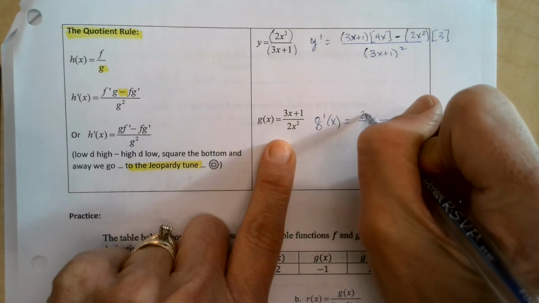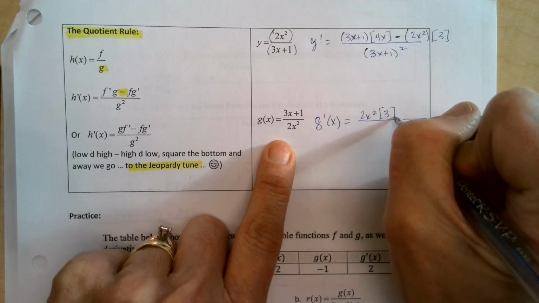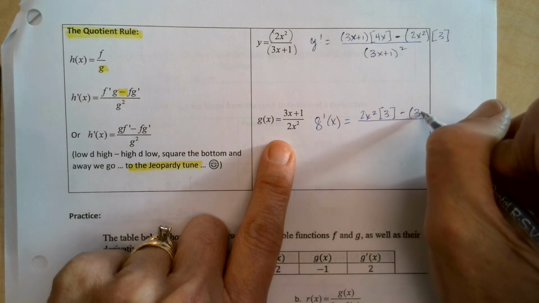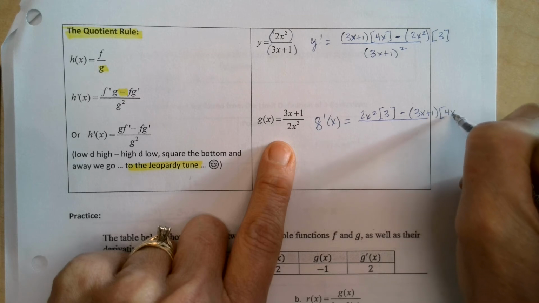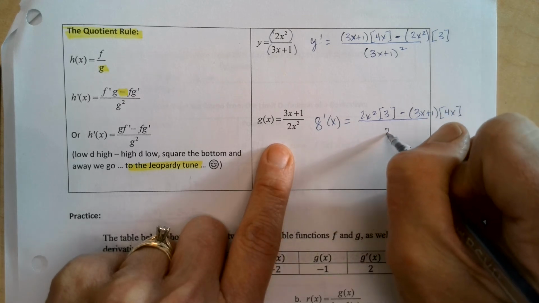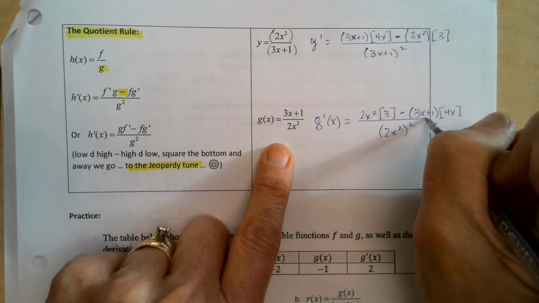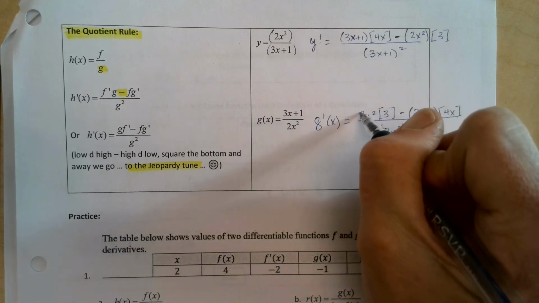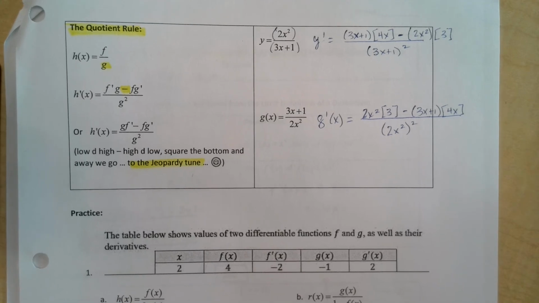Low d high minus high d low, square the bottom, and away we go. So if you would like to go ahead and simplify that, rock on, you're welcome to. But for now, we just need to make sure that you have everything plugged in where it's supposed to be.